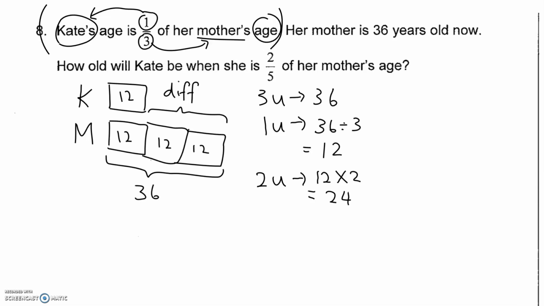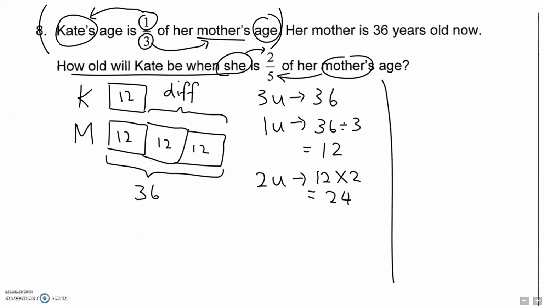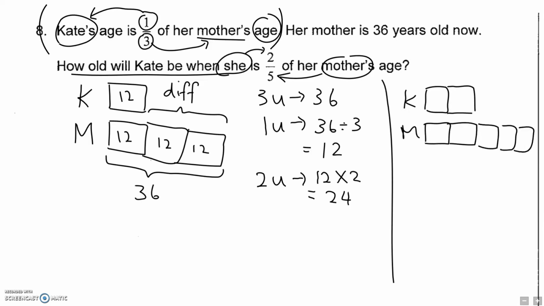Okay, so the question is asking how old will Kate be when Kate is 2/5, that means Kate is 2, mom is 5. So we're going to draw a different model where Kate is now 2 and the mom is going to be 5. Okay, no space, I'm going to draw it smaller.